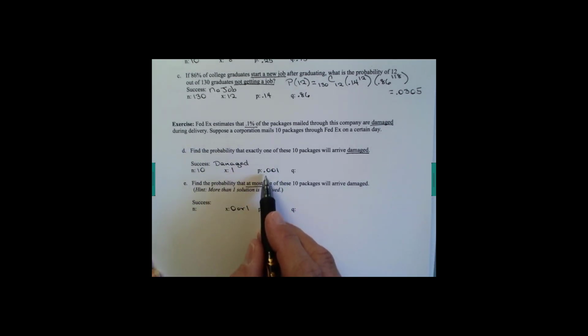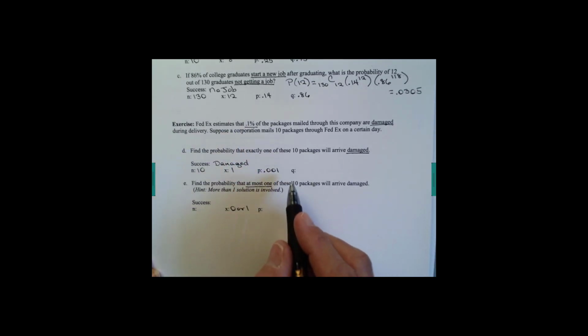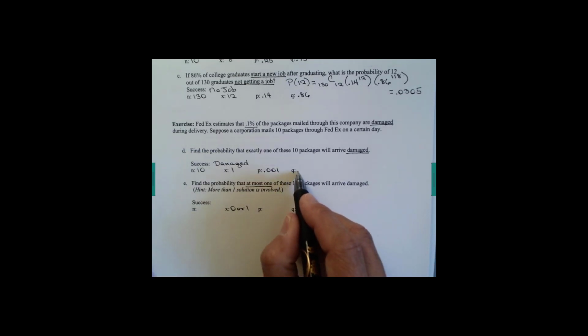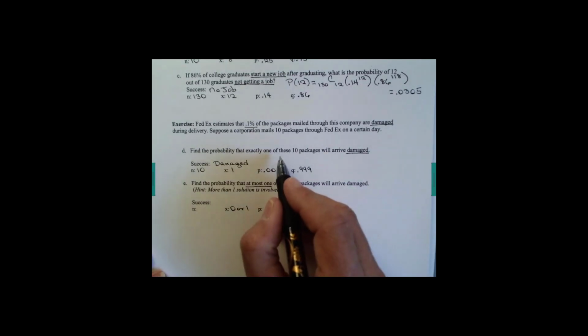We're out of 10 packages is what we are dealing with. That's our number that we start with, and we want the probability that 1 is going to arrive damaged. That probability of any package arriving damaged is 0.1% or 0.001. And so the probability that it would not arrive damaged would be what? Well, we'd have to say 1 minus 0.001 or 0.999, as that's the probability that it would arrive undamaged, which we would call a failure here. So here's our probability of 1.